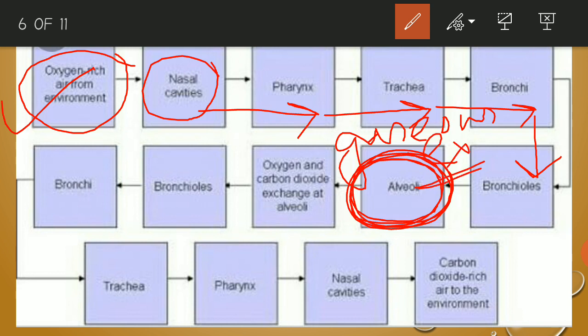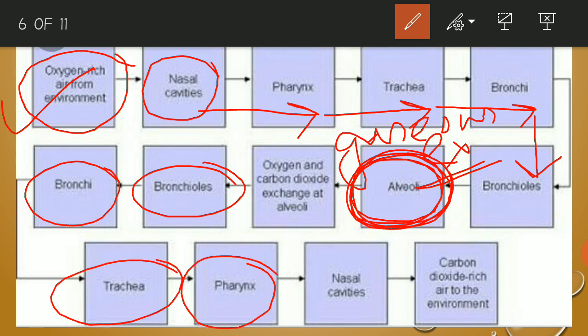Okay, now here is the gaseous exchange. After taking the carbon dioxide, the air which is present in the air sac again follows the reverse pathway. That means from the air sac or alveoli to the bronchioles, then the bronchi, then the trachea, then the pharynx, then the nasal cavity, and then to the atmosphere.